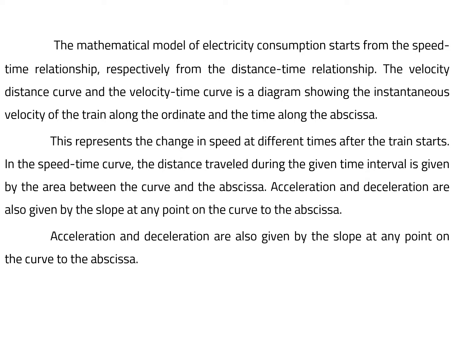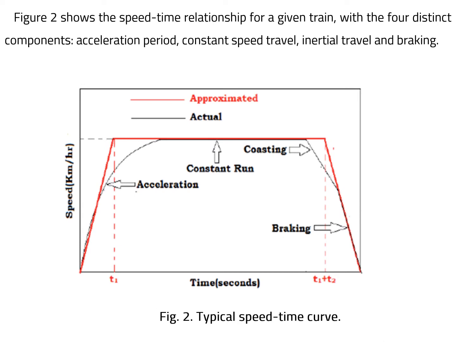In the speed-time curve, the distance traveled during the given time interval is given by the area between the curve and the abscissa. Acceleration and deceleration are also given by the slope at any point on the curve to the abscissa. Figure 2 shows the speed-time relationship for a given train with the four distinct components: an acceleration period, a constant speed travel period, a coasting period during which the train travels inertially, and a braking period.